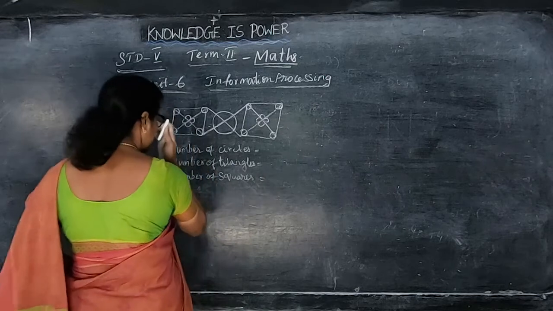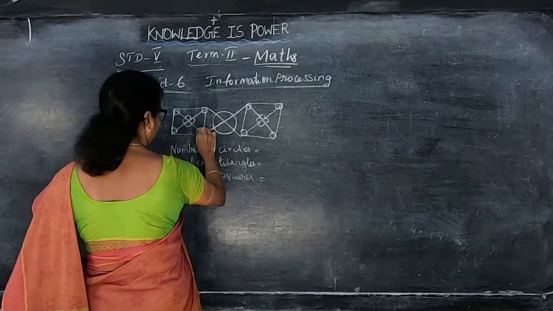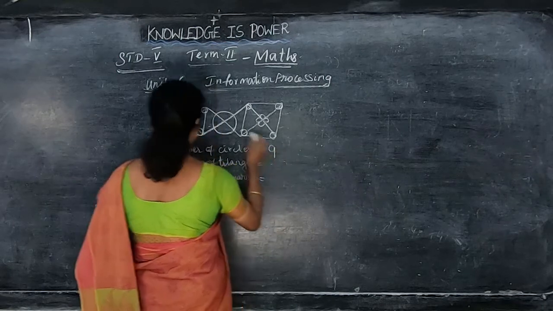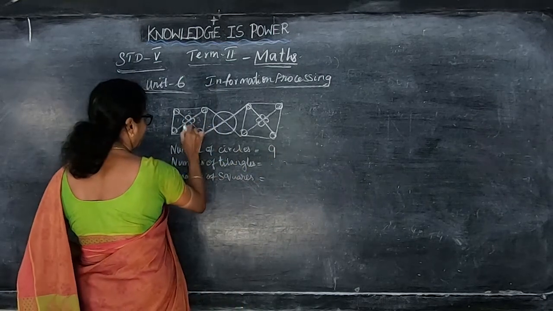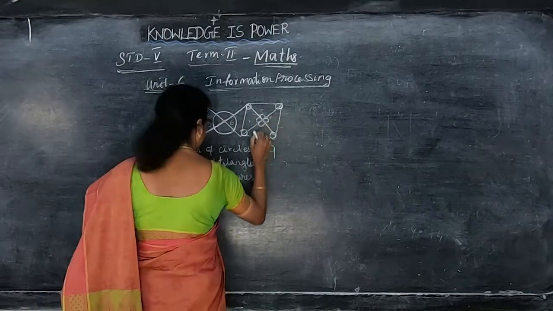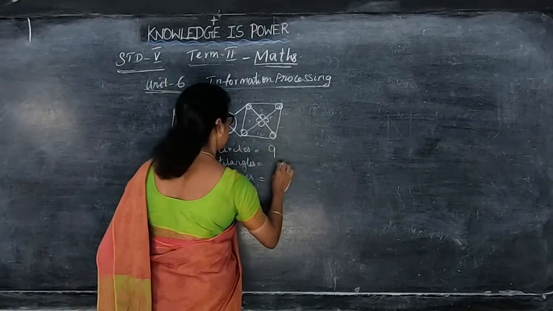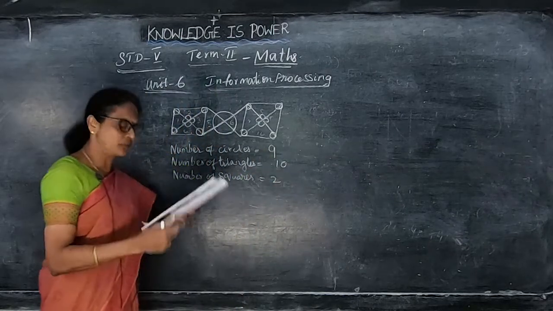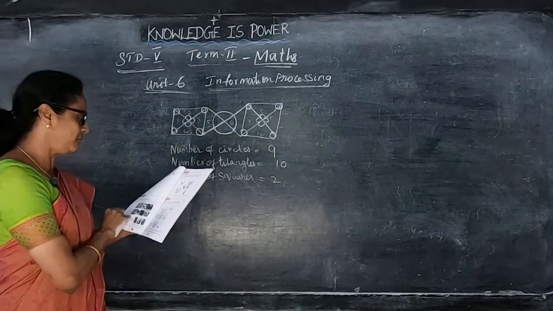So number of circles how much? 1, 2, 3, 4, 5, 6, 7, 8, 9. Then how many triangles? 1, 2, 3, 4, 5, 6, 7, 8, 9, 10. So 10 triangles. How many squares? 1 and 2. So that's it. They will give the shape like this and you have to find it out.